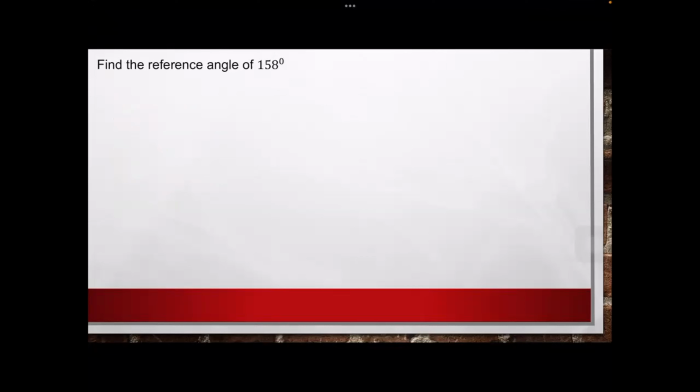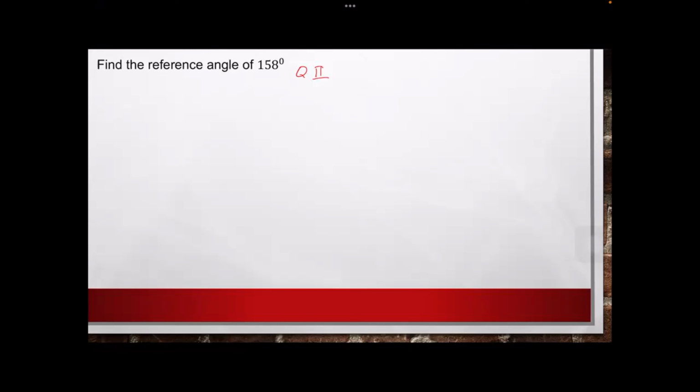Next is find the reference angle of 158. Now, yung question mo na is, yung 158 ba ay pasok sa ating quadrant? Yes, pasok siya. Now, kung pasok siya, anong quadrant ito? Quadrant 2 po. Ayan, 158 belongs to quadrant 2.